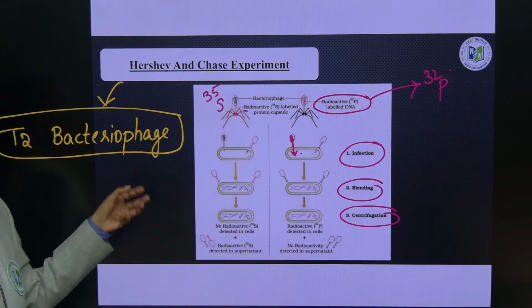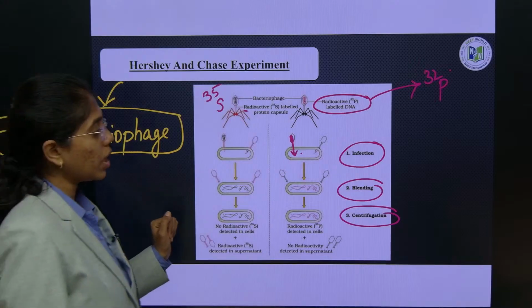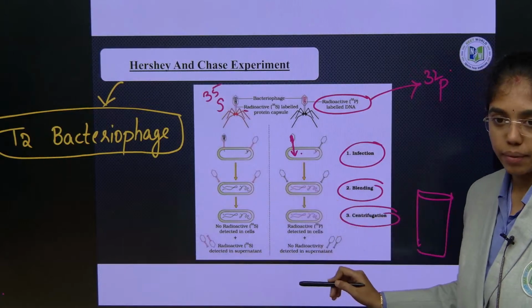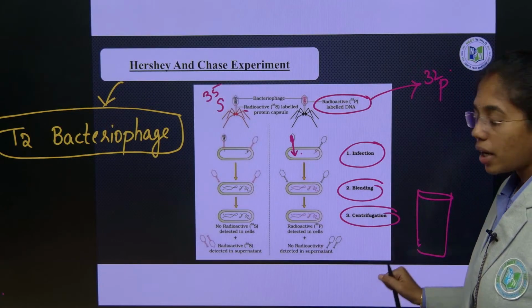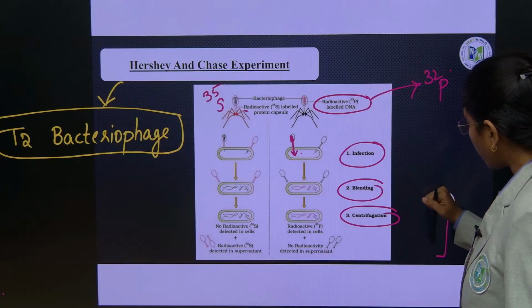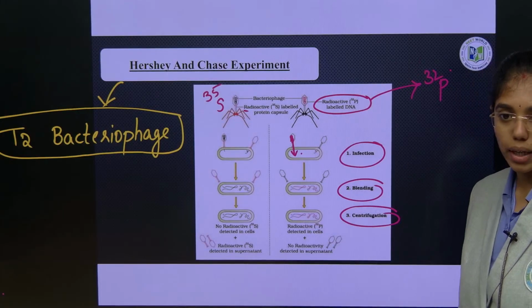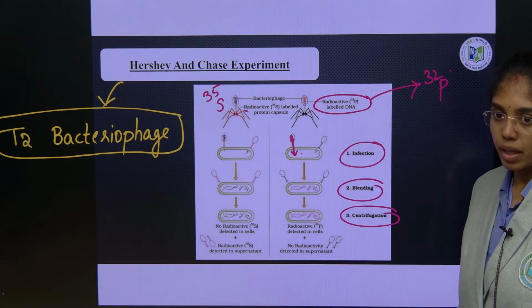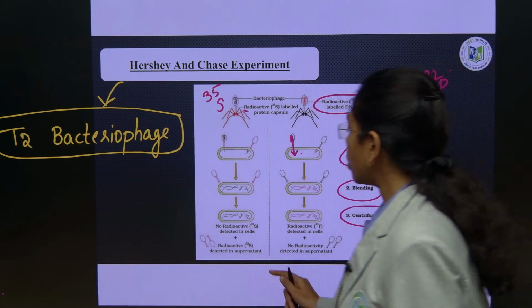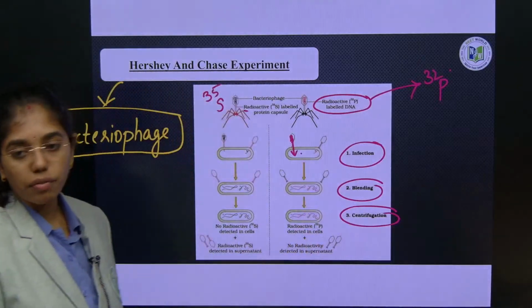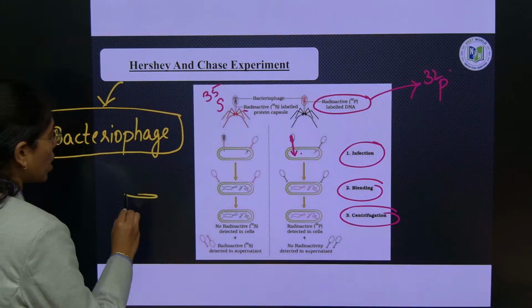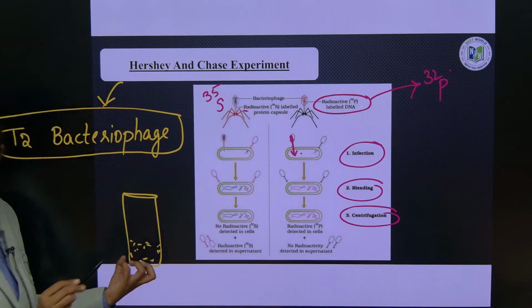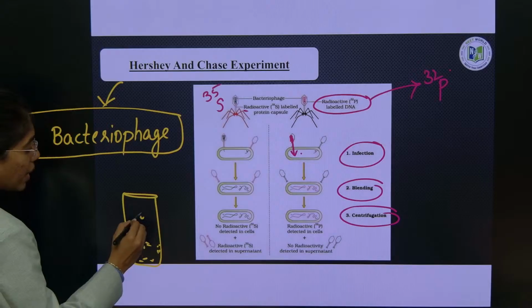Yeah. After that, what is centrifugation? In a test tube, the mixture is taken after blending. Now it is analyzed whether the protein coat or the genetic material, that is DNA, is entering the bacteria. That is our check line. So after centrifugation, we know that at the base a pellet will be formed, with dense material at the base and the supernatant at the top.